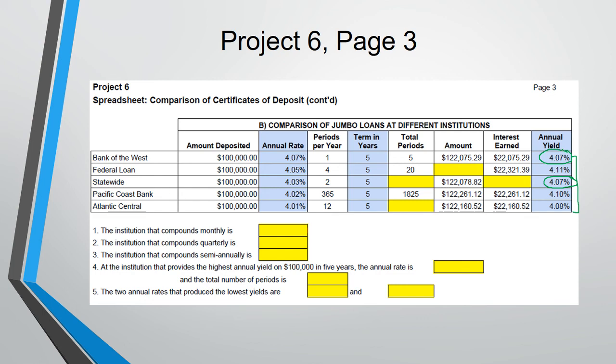However, again, the question is asking for what are the annual rates. So they're asking for the annual rates. So what are the respective rates? You're going to type in 4.03 and 4.07. Doesn't matter which order you put it in. As long as you have those two numbers, you are correct. Alright, and that is all that we have for this page of Project 6.